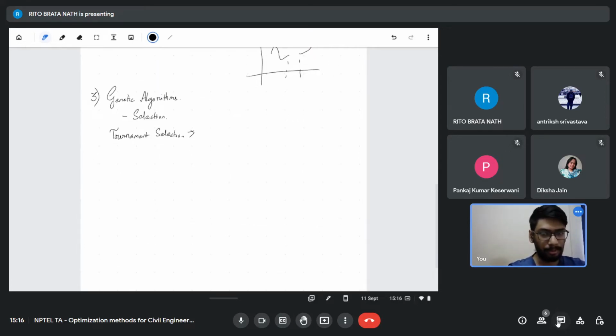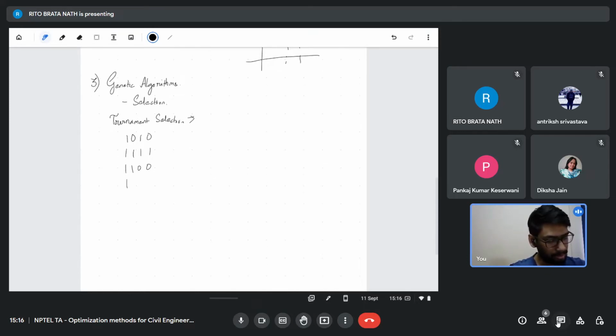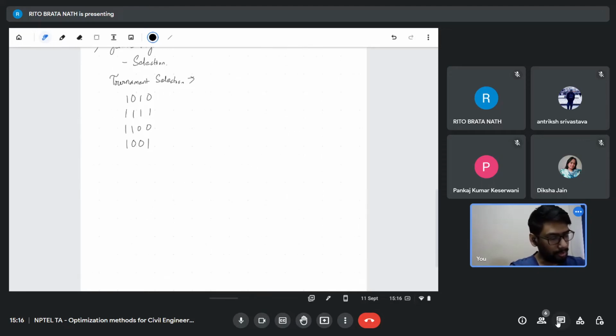So suppose the number of solutions that you generate in this case is six. Suppose you have some binary encodings, say 1010, 1111, 1100, then maybe 1001. Then what I have missed, I think I have missed 10. This I have already covered. Let me write some zeros here, 0100, 0101. So suppose you have these six binary encodings.